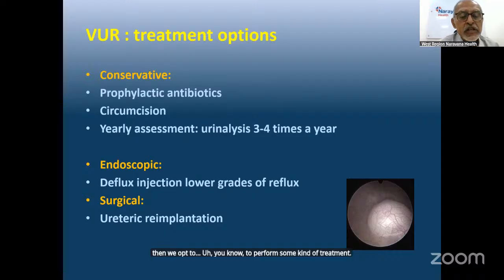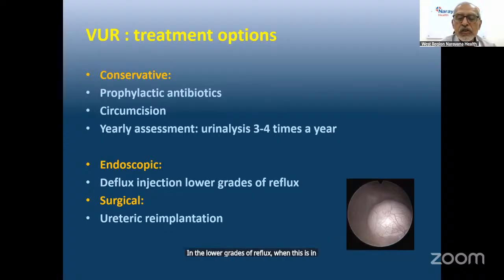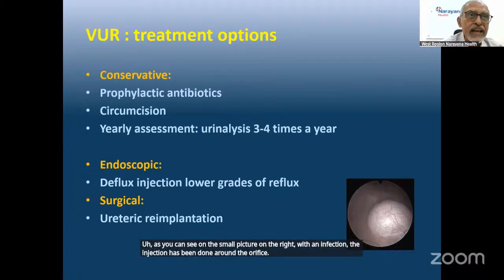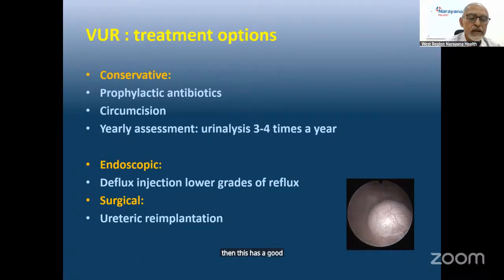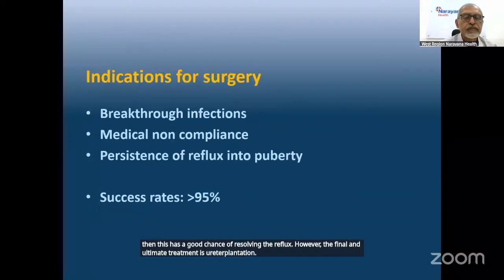And this interventional treatment is either an endoscopic treatment, which is the injection of a polymer, which was earlier called deflux, but now something called Dexel is available. In the lower grades of reflux, when this is injected close to the ureteric orifice, as you can see on the small picture on the right, where the injection has been done around the orifice, then this has a good chance of resolving the reflux. However, the final and ultimate treatment is ureteric reimplantation.